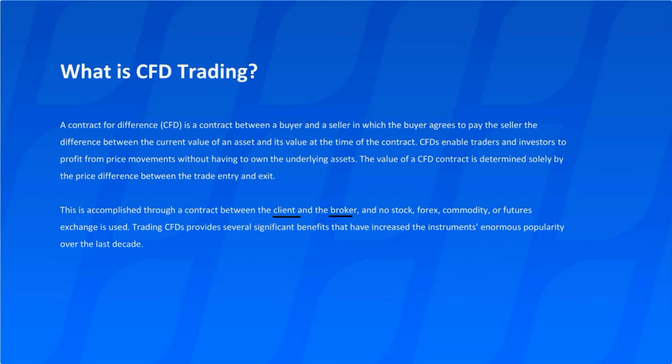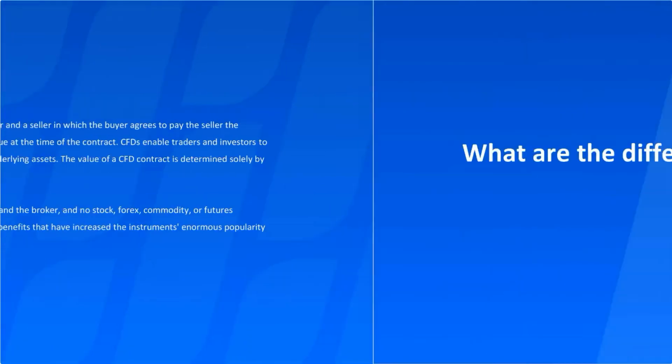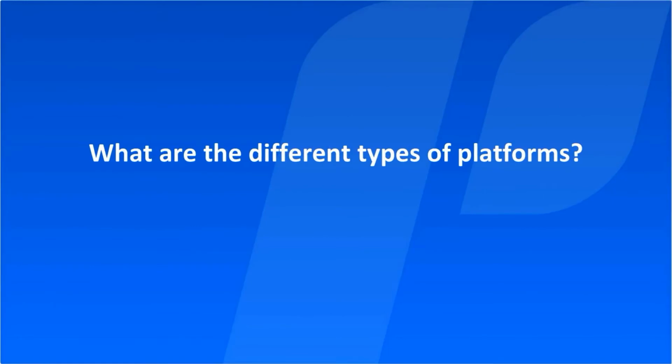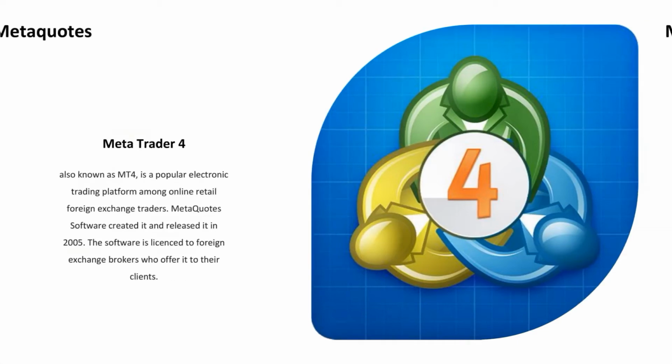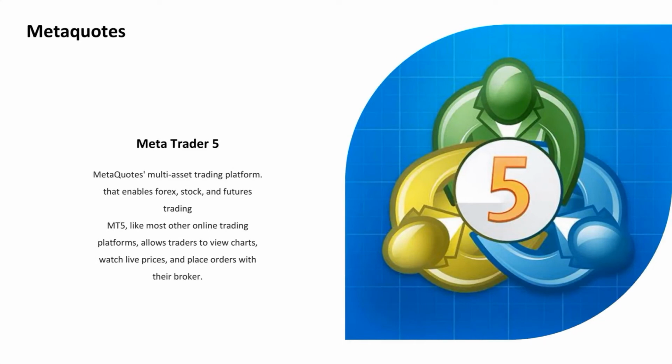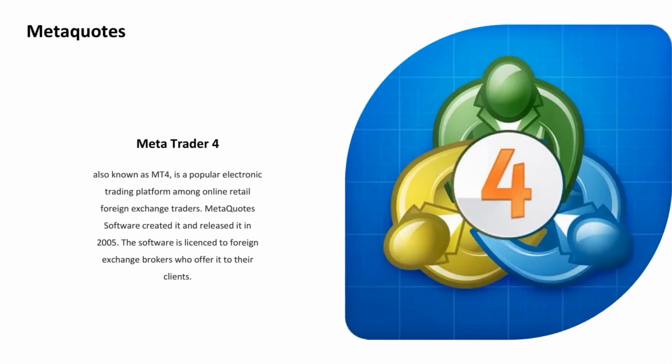So let's dive deeper to understand the different types of platforms that we could trade on. Any CFD trading broker should have one of those trading platforms, either MetaTrader 4, shortly mentioned as MT4, or MetaTrader 5, shortly known as MT5. They are both pretty much the same.